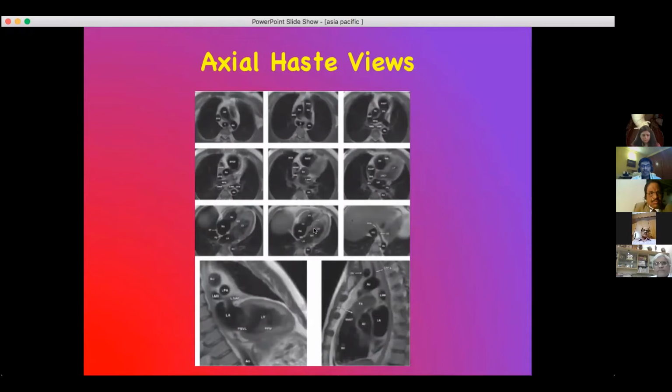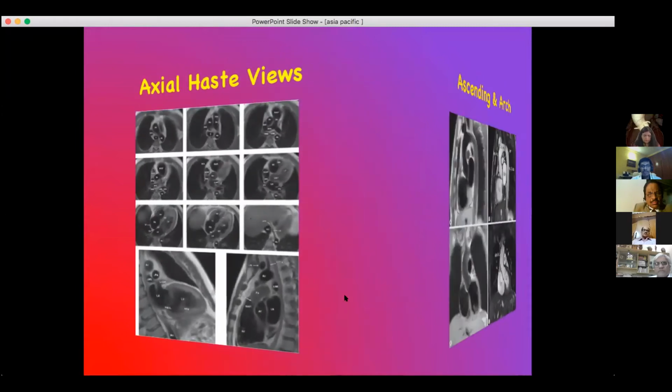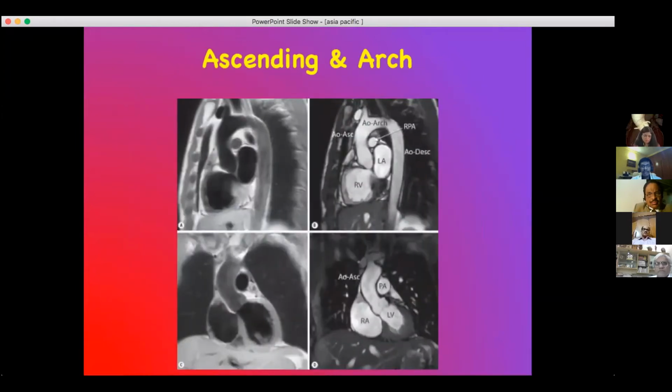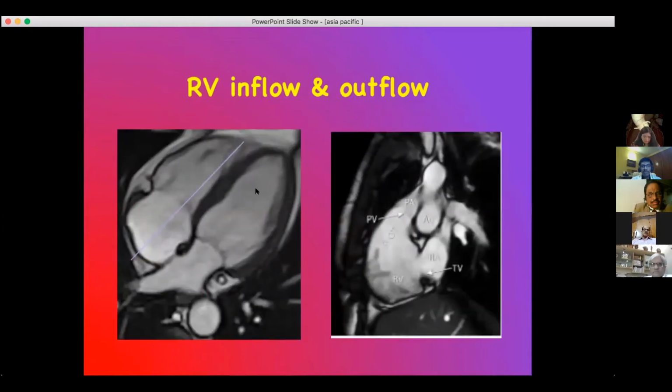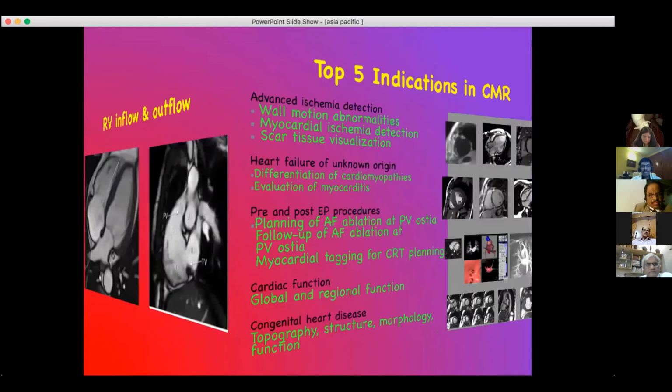We also do a series of axial HASTE views, which give a lot of information about the morphology, an idea about the mediastinum, the nodes, the diaphragm, all the things which go along with pathologies of the heart. Then the ascending aorta and arch are again formed. You can see that. Most importantly, MR is the gold standard for RV pathologies. On the four-chamber view, we plan and get the inflow, the body, and the outflow. This is very important, especially in congenital heart disease.